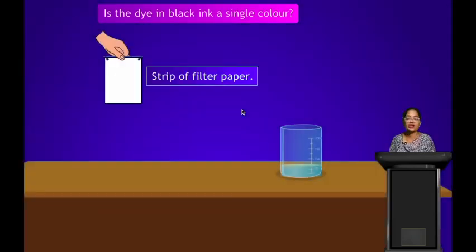Let's look into it through an experiment. We have a strip of filter paper here, and there is a beaker kept. In the beaker we have a little bit of water filled. Then we have a strip of filter paper. Let's see what they're up to.